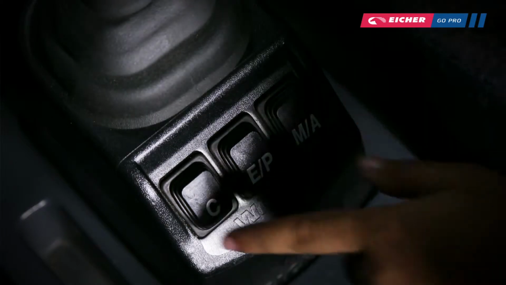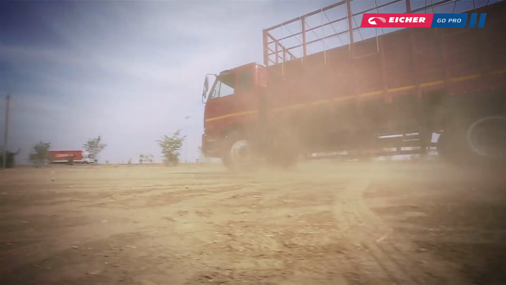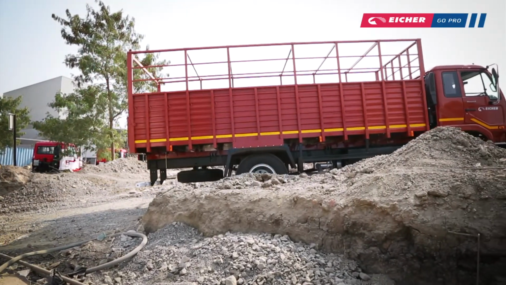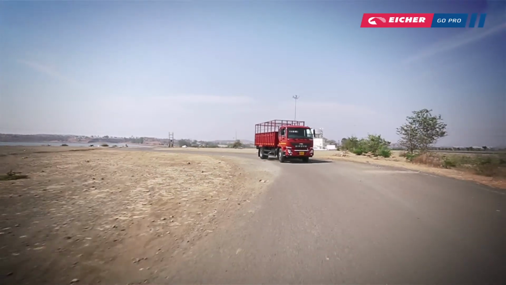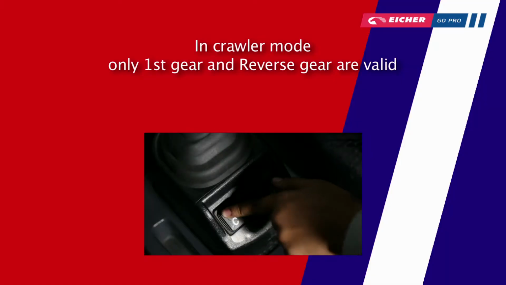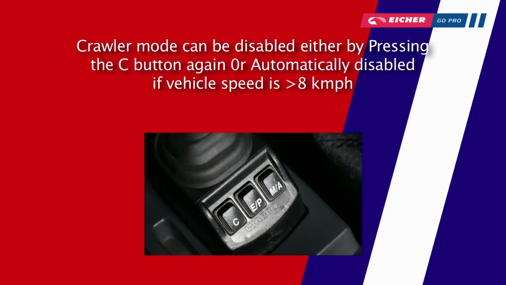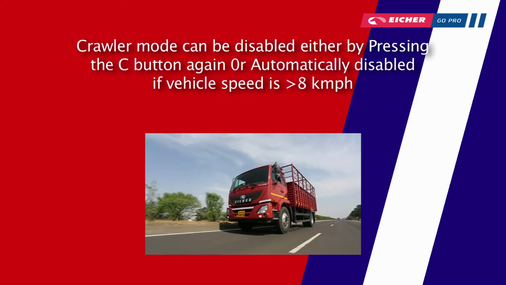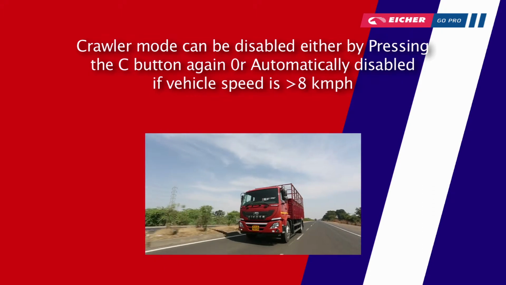In crawler mode, the shift lever unit assists vehicle launching in extreme conditions like soft and muddy roads or on a gradient. It requests higher engine speed compared to normal launching. In crawler mode, only first gear and reverse gear are valid. Crawler mode can be disabled either by pressing the C button again or automatically if vehicle speed is greater than 8 km per hour.